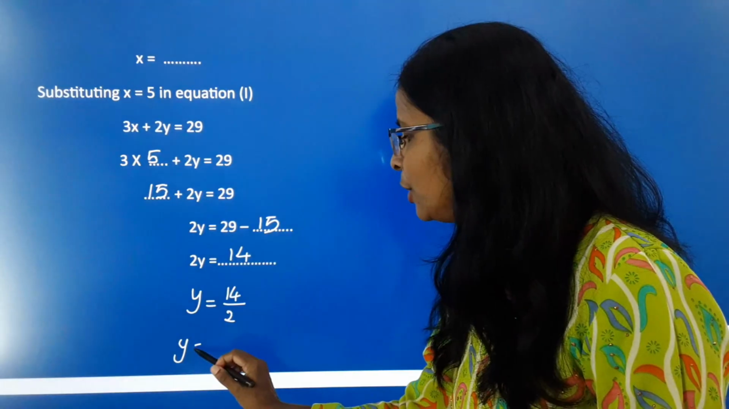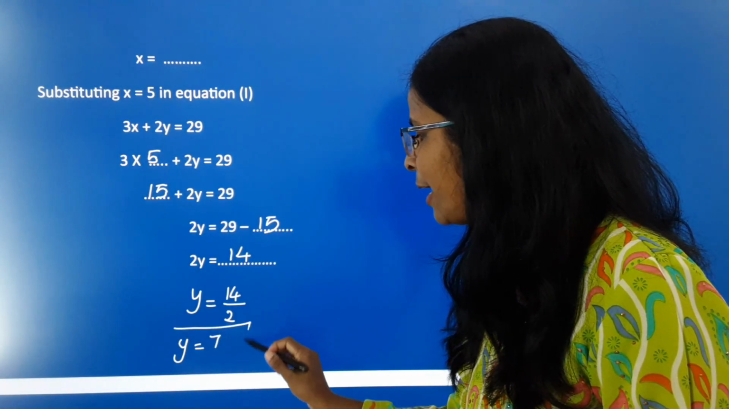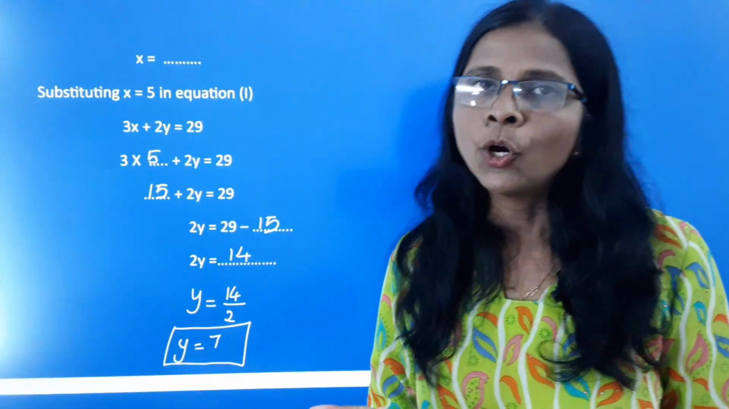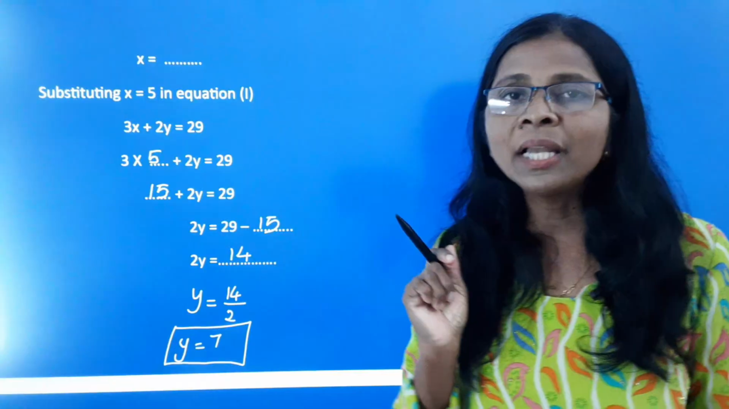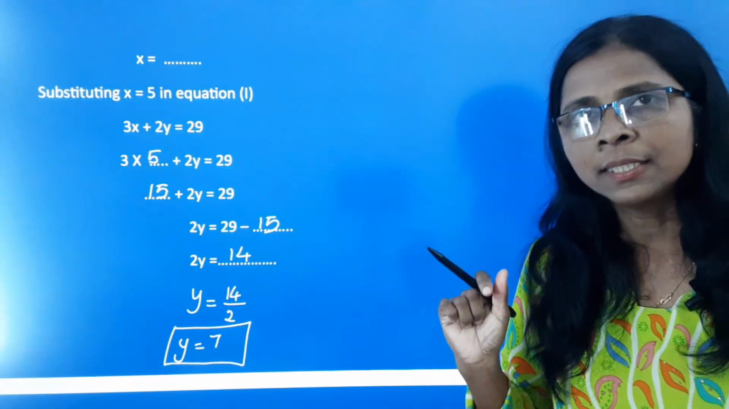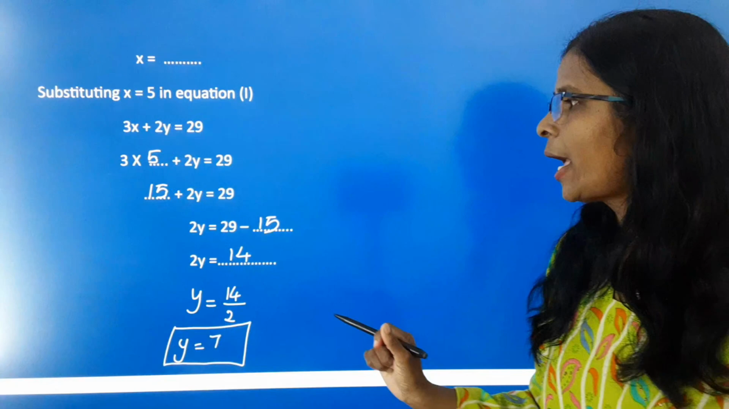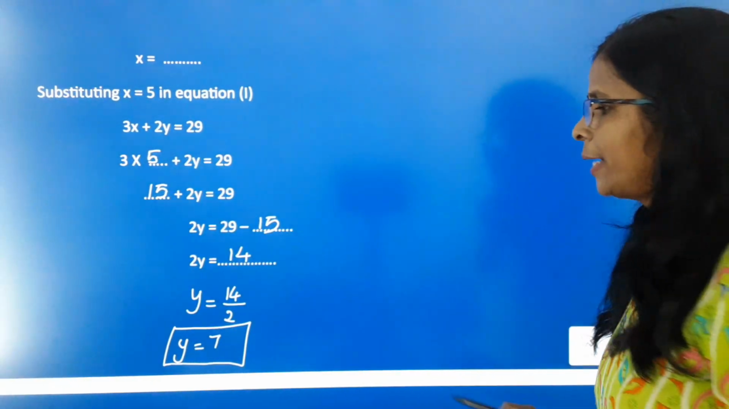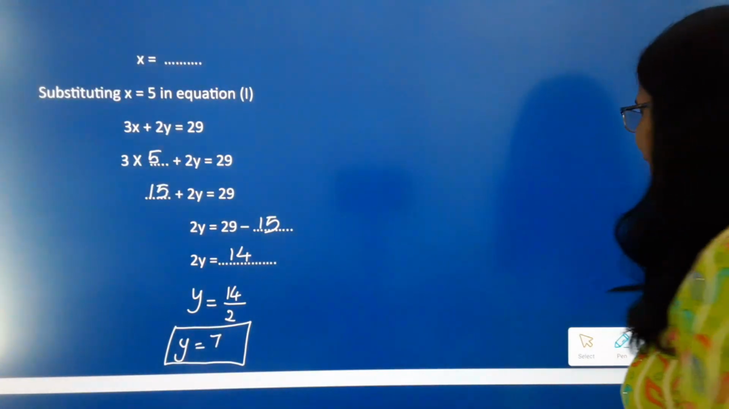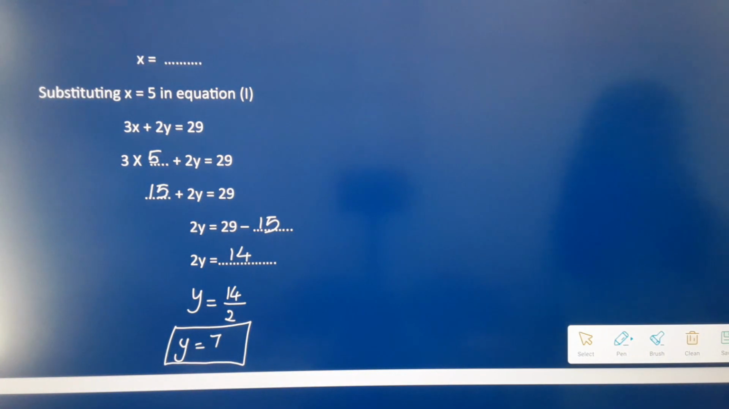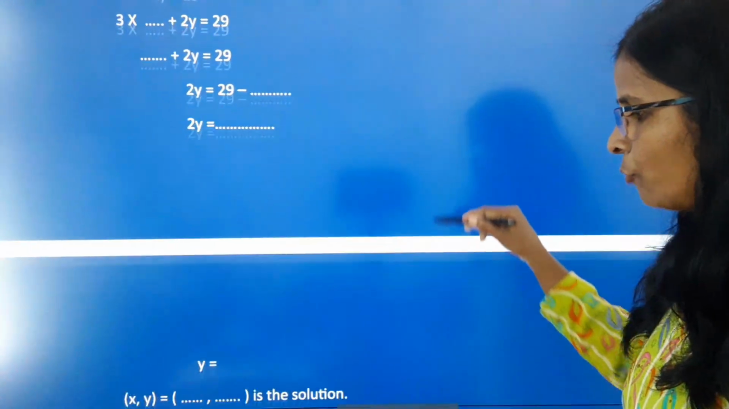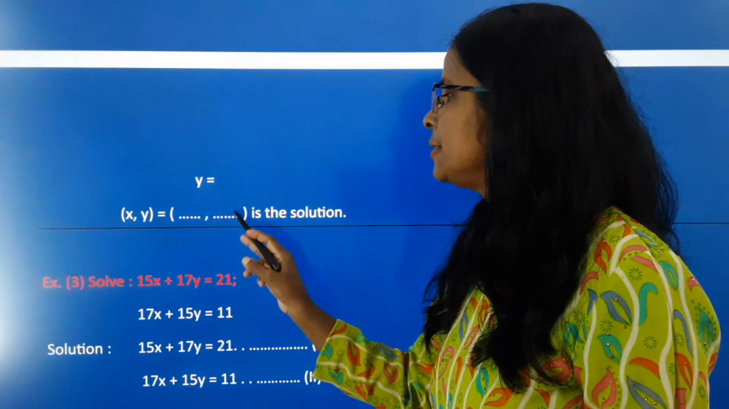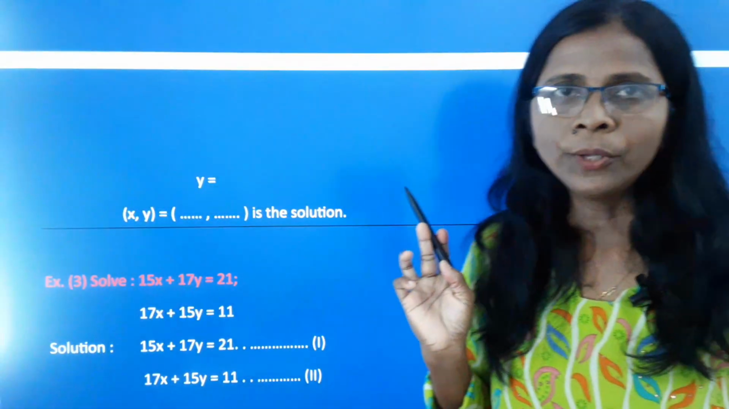Therefore y is equal to 2 7s are 14. That is y is equal to 7. So this way we have the two values of x and y, which are the variables included in the simultaneous equation. X is equal to 5 and y is equal to 7. So (5, 7) is the solution of this simultaneous equation. Here we write, (5, 7) is the solution. Okay, students?